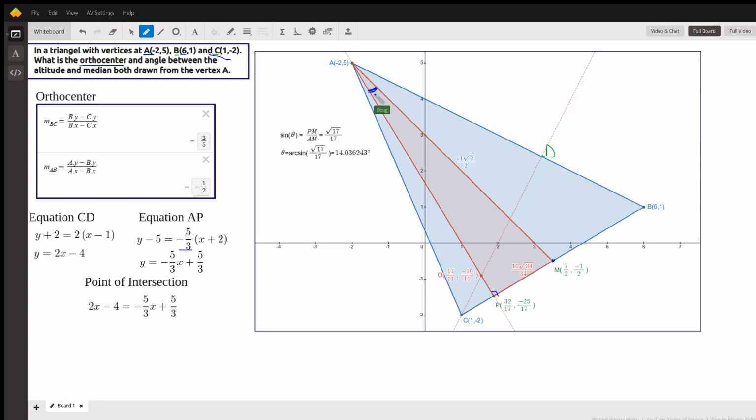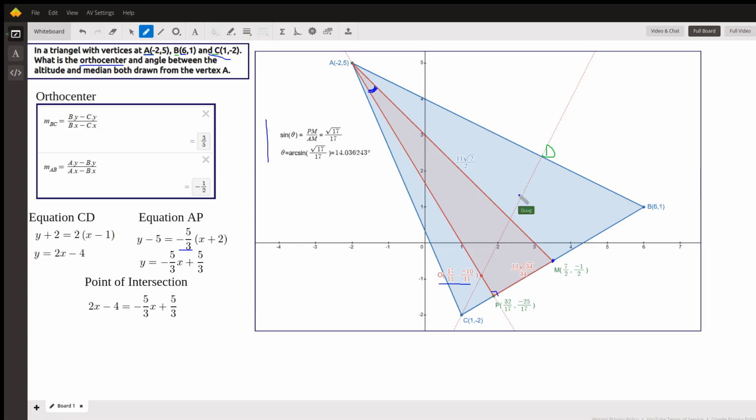You're also asked to find the angle theta between the median and the altitude from A. And we won't go into all the arithmetic involved, but we will discuss the strategy. As far as the orthocenter goes, what we need is to find the equations of this dashed line CD and altitude AP, and then find the point of intersection. And this is the answer right here, 17/11, comma negative 10/11.